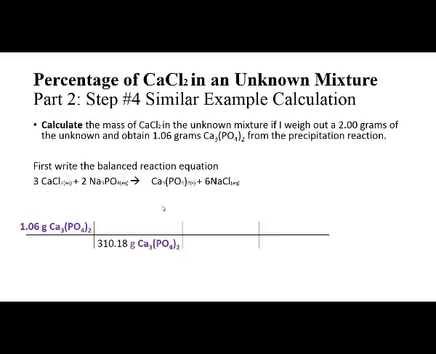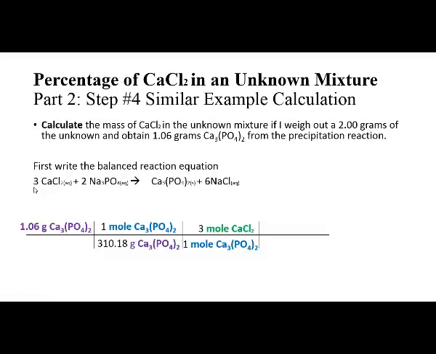So divide by the molar mass of calcium phosphate, 310.18 grams of calcium phosphate for every 1 mole of calcium phosphate. Then I use my stoichiometric ratio, my molar ratio, to compare calcium phosphate to the amount of calcium chloride that would have been present in the original unknown. Now I know for every 1 mole of my calcium phosphate, I'd have 3 moles of calcium chloride that must have been present initially. So I have a 1 to 3 mole ratio here.